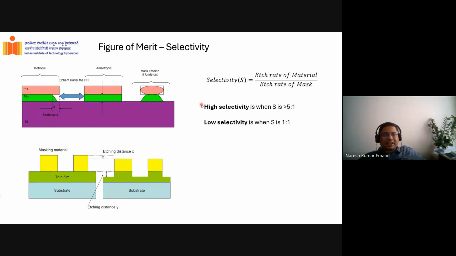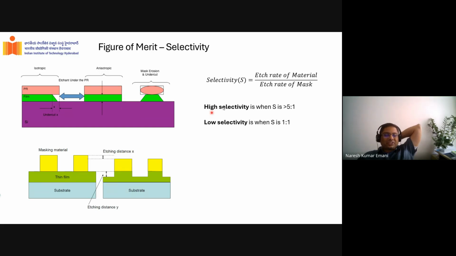Now, again, this is something that I have discussed, but I'm just going through it. So you have some kind of a photoresist, and then you're trying to etch a film, and then there is an undercut. Isotropic etching and anisotropic etching differ, and then there is sometimes mask erosion. This is an important part, right? You have a mask, and that mask also can get damaged. Sometimes that also has to be taken care of.